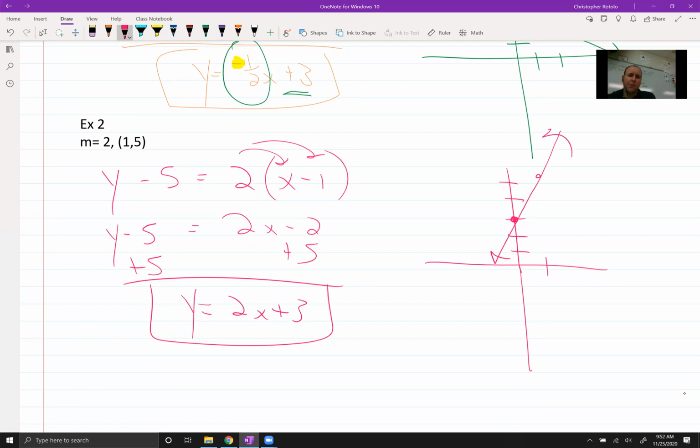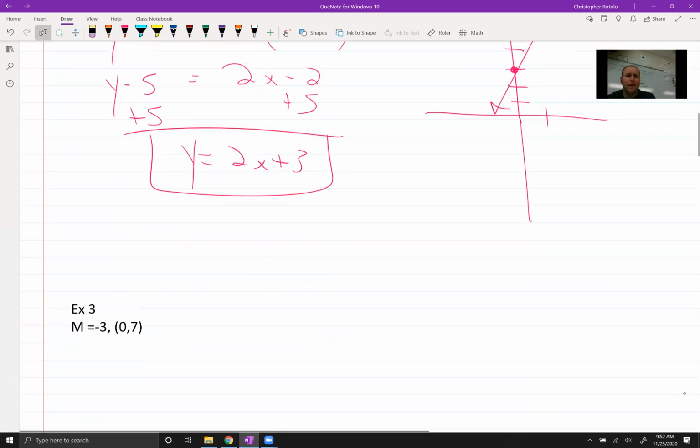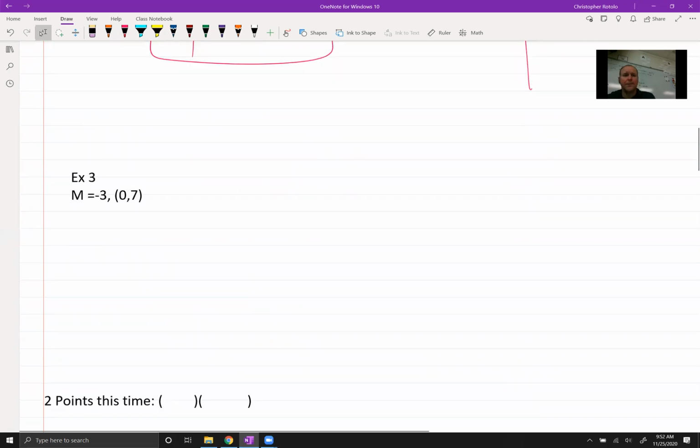Okay, so we're going to use that point slope form. That's where we started right here. And if I do that, I don't have to rearrange the equation. So I'm really going to encourage that. If you want to Google a different way to do it, you can do that. But I wouldn't do it if I were you.